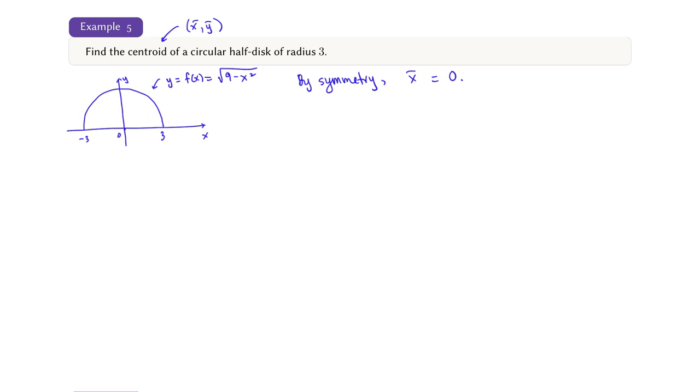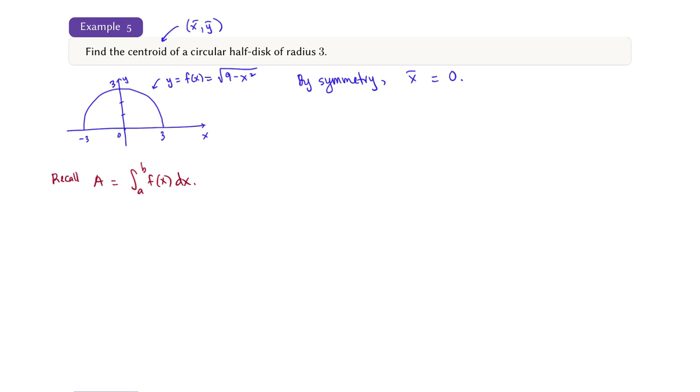Because of the shape of the disk, we can only guess that y bar is perhaps somewhere between 1 and 2. It is not at 1.5 for sure, because there's more area close to the horizontal axis.